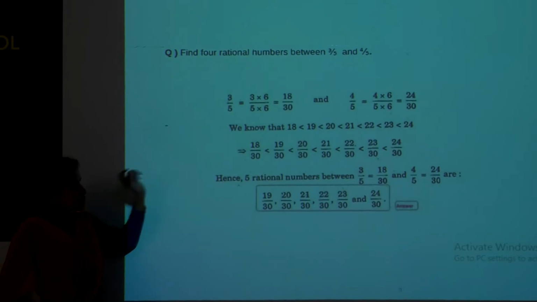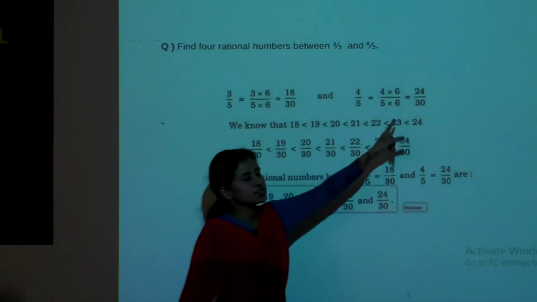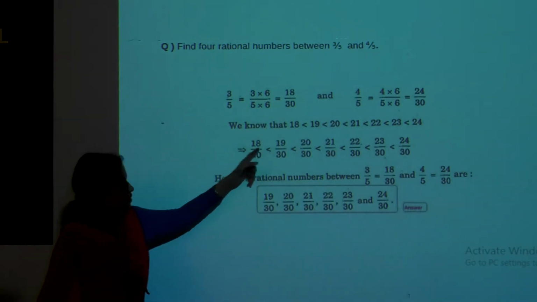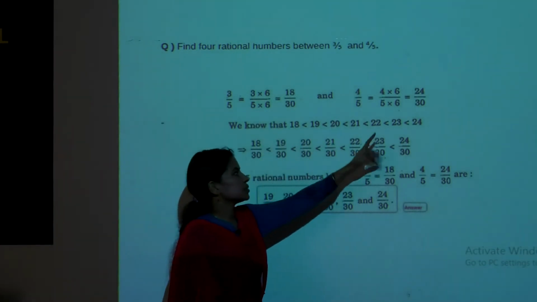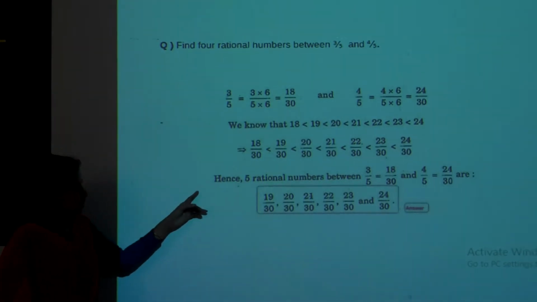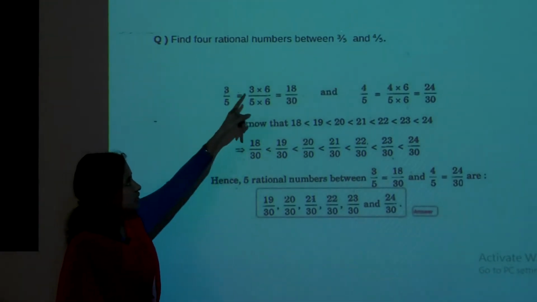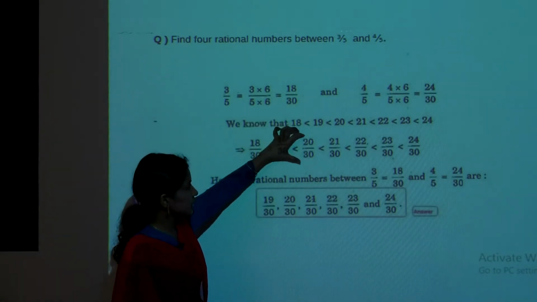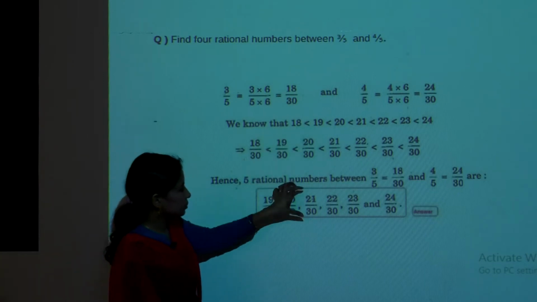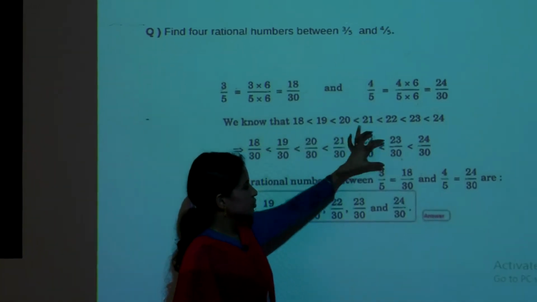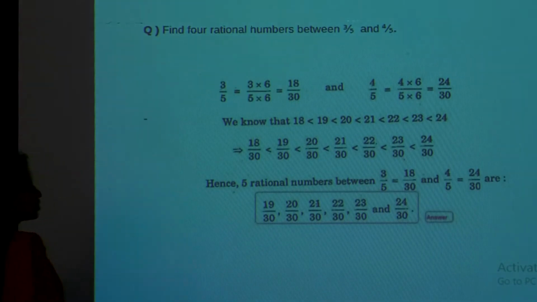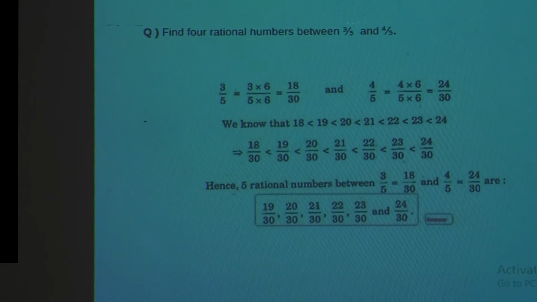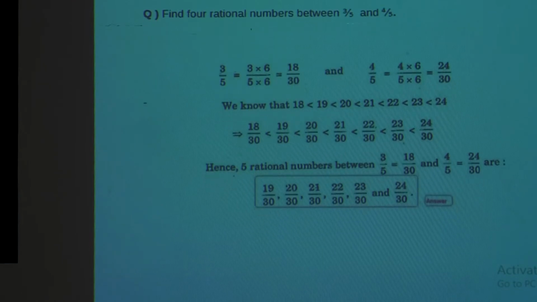Here denominators are the same, 30. What about the numerators? The numerators are 18 and 24. In between 18 and 24 there are lots of numbers: 19, 20, 21, 22, 23. So hence I pick the 5 rational numbers between 3 by 5 and 4 by 5: 19 by 30, 20 by 30, 21 by 30, 22 by 30, 23 by 30. So this is another method for finding the rational numbers between 3 by 5 and 4 by 5.